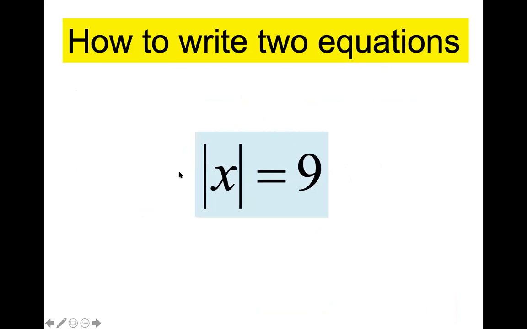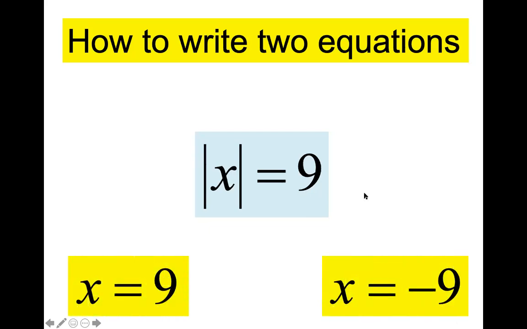Once we get our equation down to the absolute value symbol on one side and a number on the other side, we simply write the two possible answers. There's two numbers that can make this true, the positive value of 9 and the negative value of 9. So once you get it down to this in blue, absolute value on one side and a number on the other side, you simply write both the positive and the negative value of that number, in this case 9.